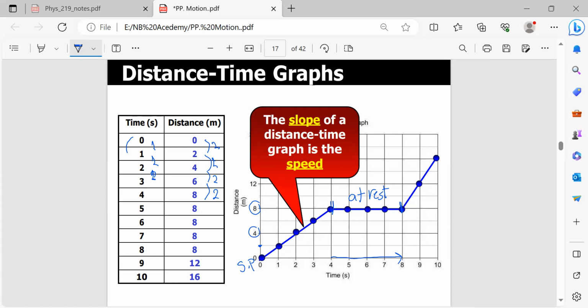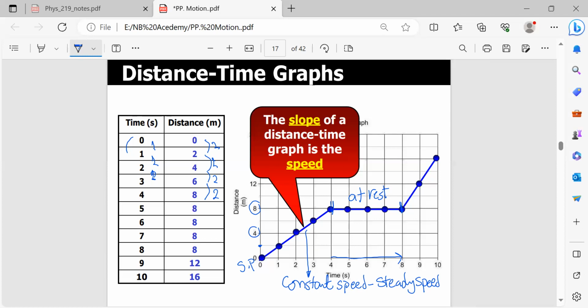Okay, so what about the first part? How can we describe the motion of the first part of the graph? Here we can say that the body covers equal distances in equal intervals of time, which means that the body is moving with constant speed, or steady speed. So what does it mean? The body is moving with constant speed or steady speed. It means that the body covers equal distances in equal intervals of time.